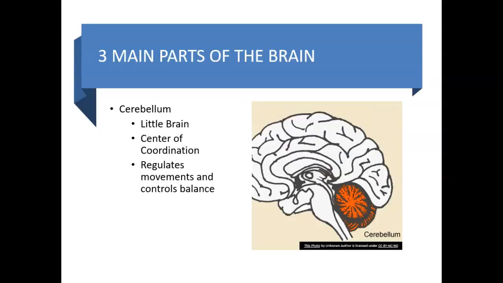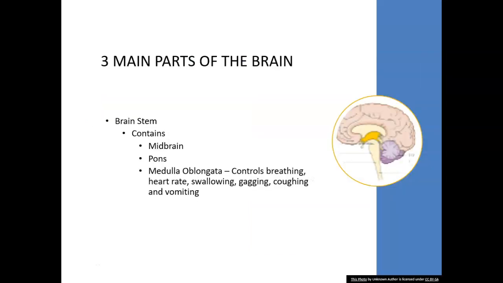Cerebellum is the second part of the brain. That's what you see down there in the orange and black. It is sometimes referred to as the little brain. It is your center for coordination. It regulates movements and controls balance.